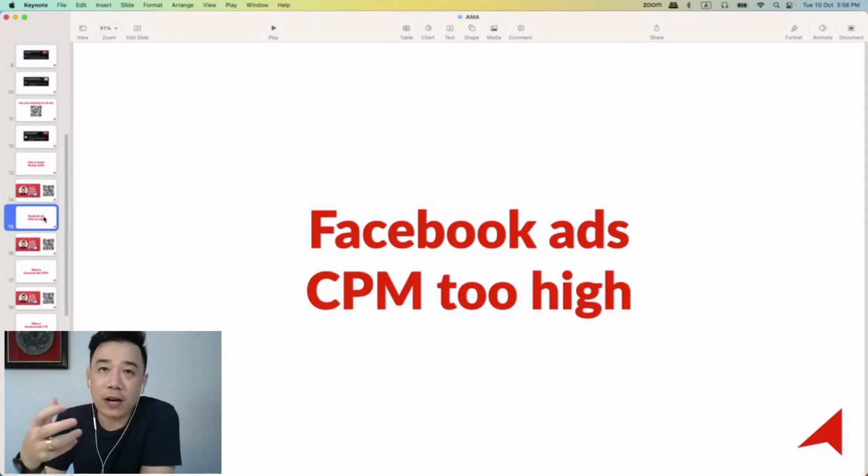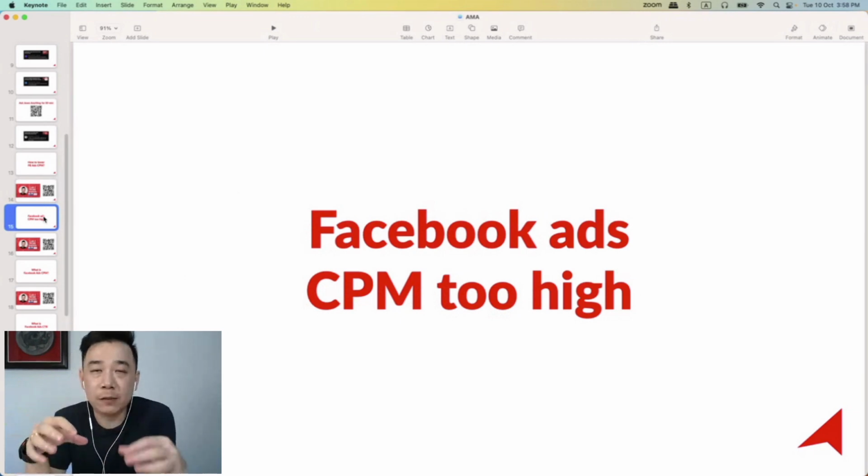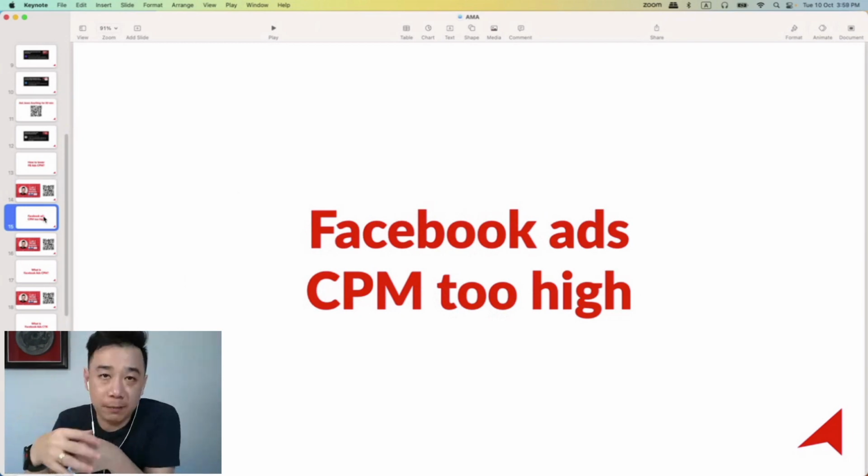Or the other possibility is you're targeting a very competitive audience, as in a lot of advertisers are targeting these people. That could cause the CPM to come up high. It could be seasonal. It could be the market that you're serving. So by expanding the audience targeting, as in maybe reducing the detailed targeting a little bit and expanding the geographical targeting, all these are potentially going to help in bringing the CPM down. So these are 2 methods that you can consider.